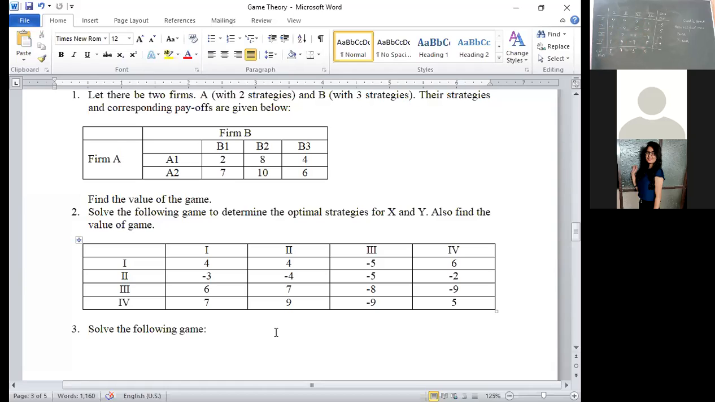The common value, if you observe, row minima is equal to column maximum. Minus 5, here also we are having minus 5. Here also we are having minus 5. That's why value of the game is minus 5.